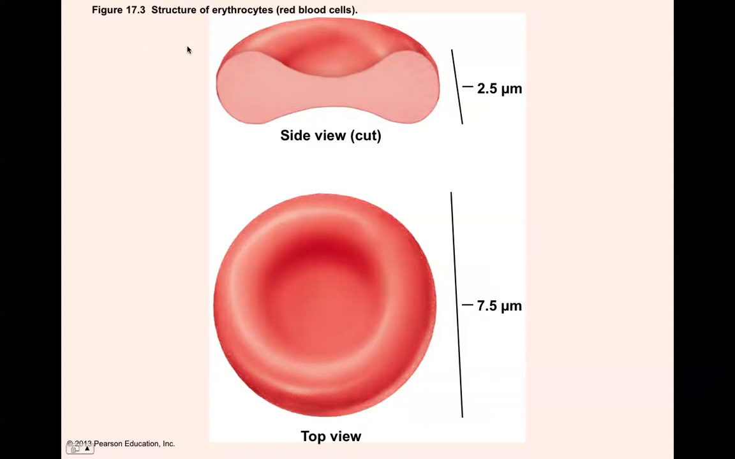You can see this red blood cell from the side. It's really tiny, 2.5 micrometers. This is the side cut. And then from the top, it will look like, actually, as you remember in that photomicrograph, this is so thin in the middle that it didn't even show up very well. But from the top, it looks like that.